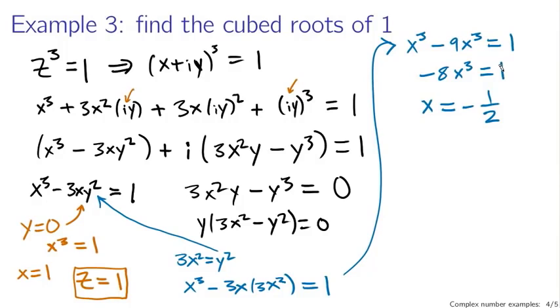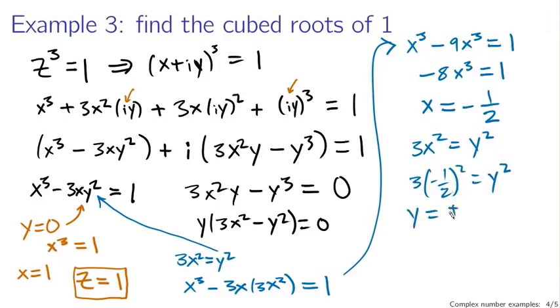Now, where does that leave us? That leaves us substituting this back into this expression, which tells us that 3x squared equals y squared. x equals minus 1/2, so 3 times minus 1/2 squared equals y squared, which tells you that y equals plus or minus the square root of 3/4. So now we have two solutions for y coming from one value for x, and that gives us our other two solutions to this cubic.